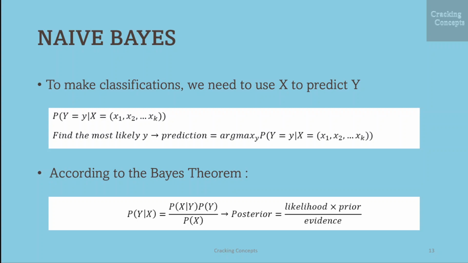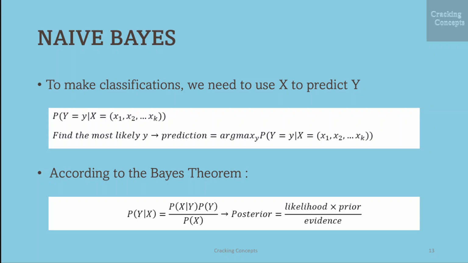In order to make the classifications, we need to use x to predict y. This can be rewritten in the equation as p of y equal to y given x equal to x1, x2, etc. xk. Find the most likely y, which is the prediction, equal to the argmax of p of y equal to y given x equal to x1, x2, etc. xk. Now, this is the basic idea of naive Bayes.